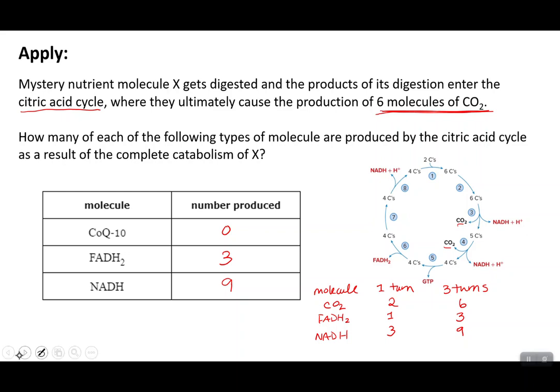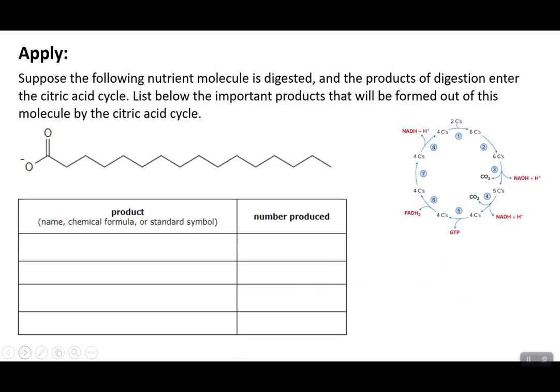All right, let's look at another example of how we can use that information. Suppose the following nutrient molecule is digested and the products of digestion enter the citric acid cycle. Below are the important products that will be formed out of this molecule by the citric acid cycle. So again, we're interested in looking at NADH, FADH2, GTP, and CO2. Here they have given us a fatty acid. You'll recognize your carboxylic acid group here, and then this long carbon hydrogen tail, which is classic of a fatty acid.